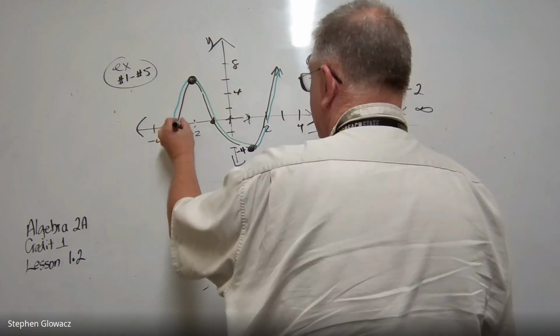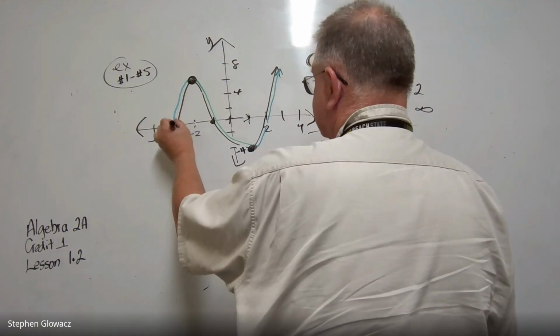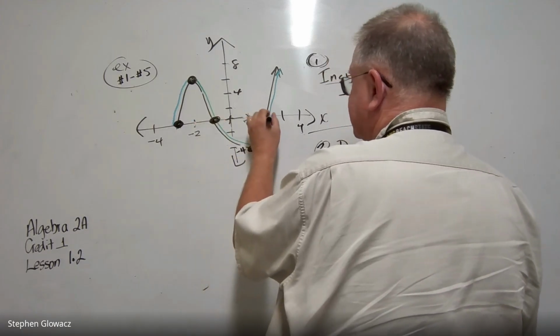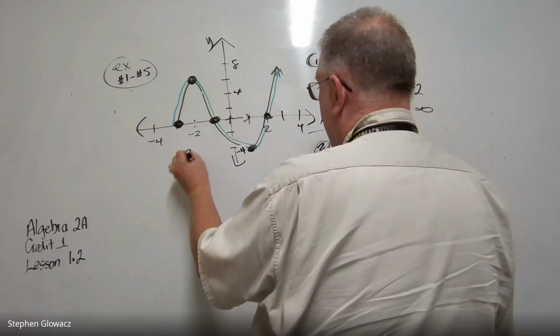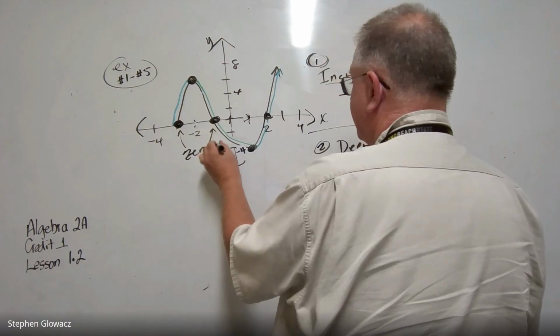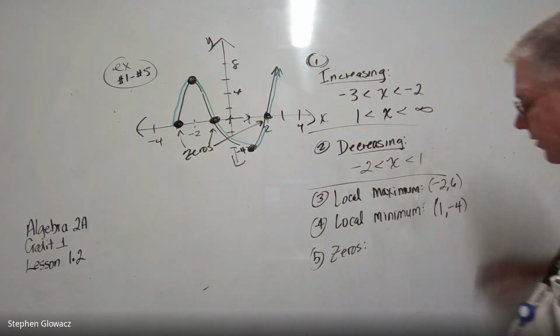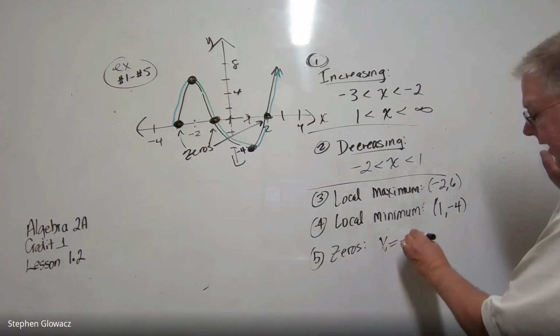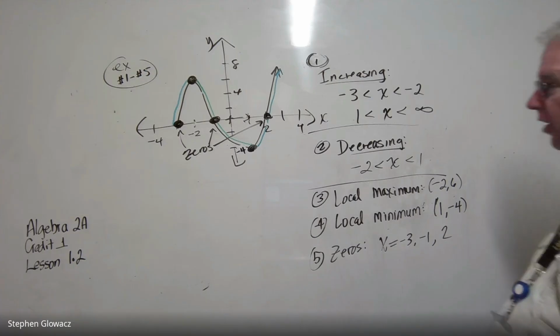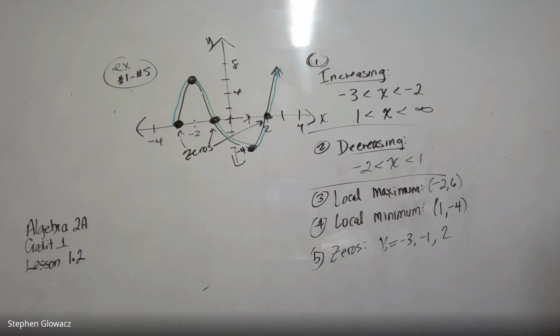So we have a 0 here at this x-intercept, also at this x-intercept, and at this x-intercept. So those are the zeros. Here at -3, here at -1, and there at +2. So at -3, -1, and +2. So those would be our zeros. All right, so that is that for problems 1 through 5.